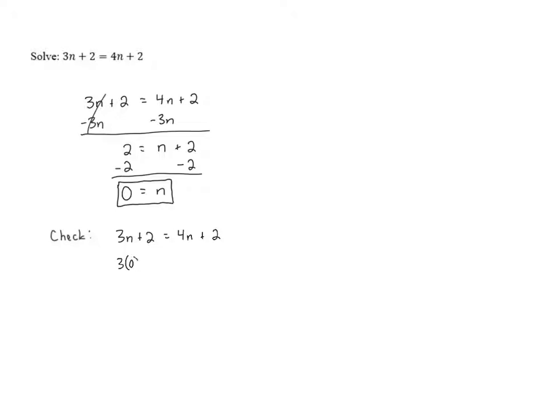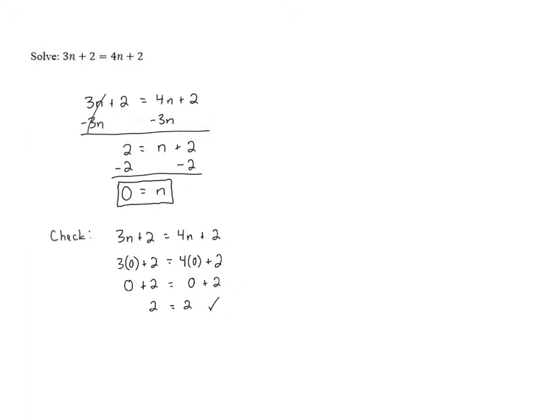That means we need to substitute in 0 whenever we have an n in the equation. And we need to evaluate and see if the left and right-hand sides are equal. On the left, 3 times 0 is 0, so that gives us 0 plus 2. On the right, 4 times 0 is 0, so we also have 0 plus 2. And 0 plus 2 is just 2 on both sides. We get 2 equals 2, which is correct.